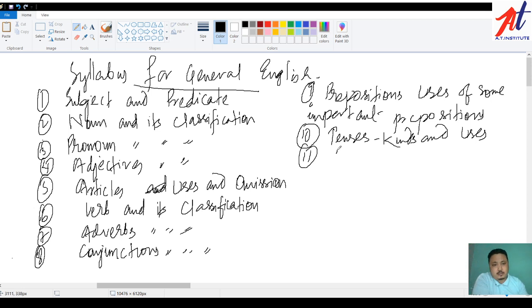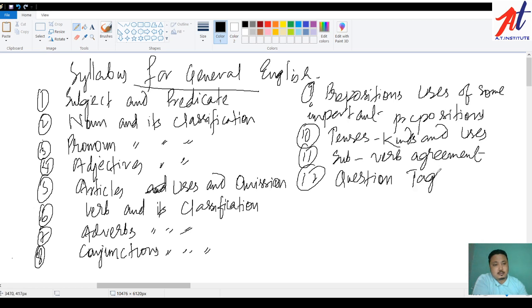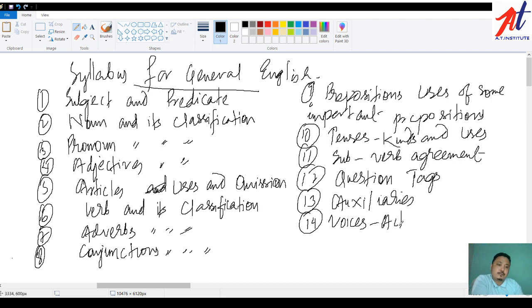After tenses we have subject verb agreement, and then 12 we have is question tags. 13 you can say auxiliaries. 14 we have, after auxiliaries we'll be discussing voices. Yes, that would be active and passive.